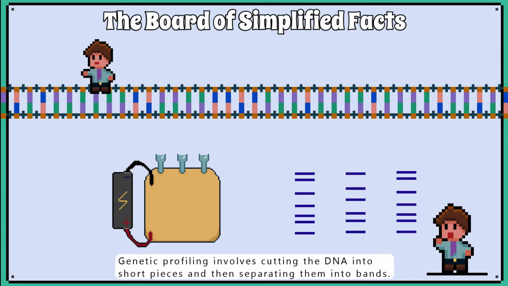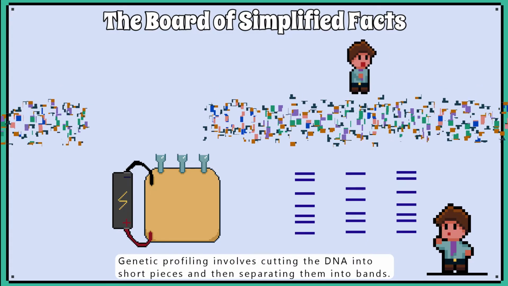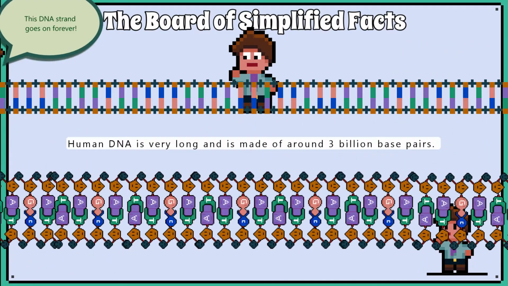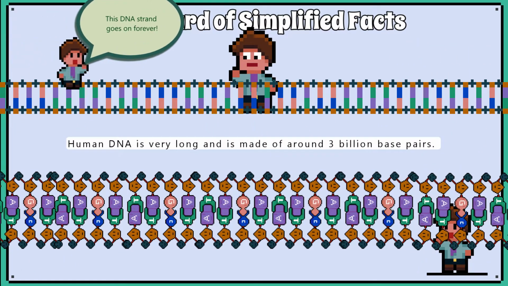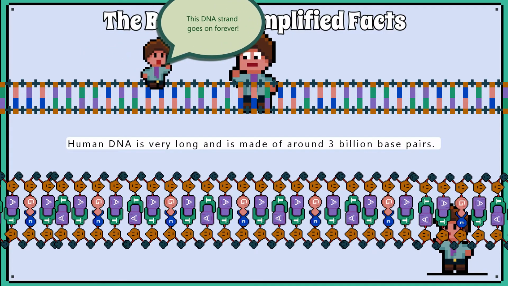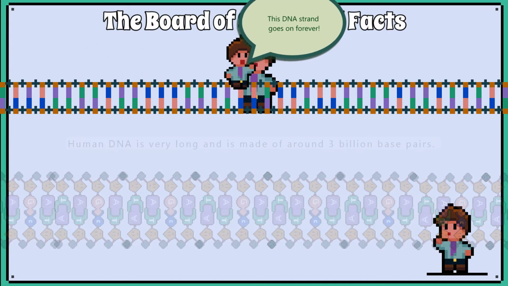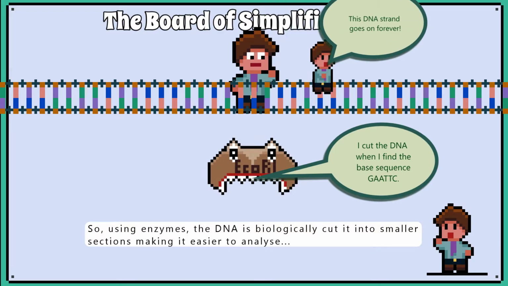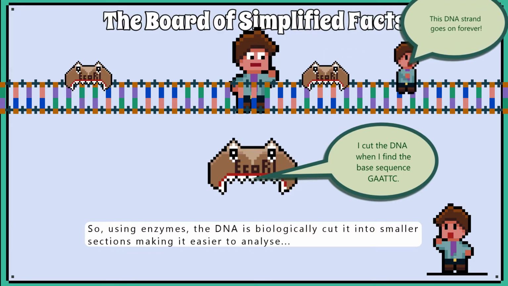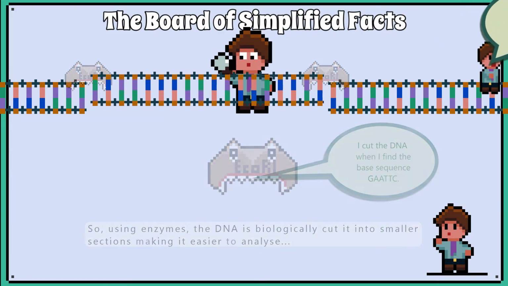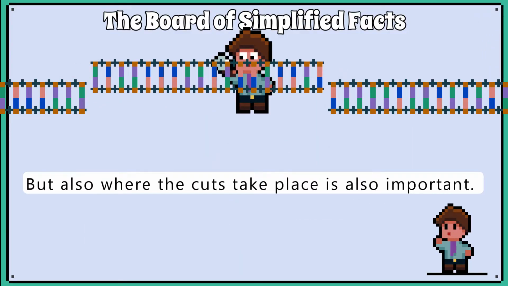Genetic profiling involves cutting the DNA into short pieces and then separating them into bands. Human DNA is very long and is made of around 3 billion base pairs. So, using enzymes, the DNA is biologically cut into smaller sections, making it easier to analyze, but also where the cuts take place is also important.